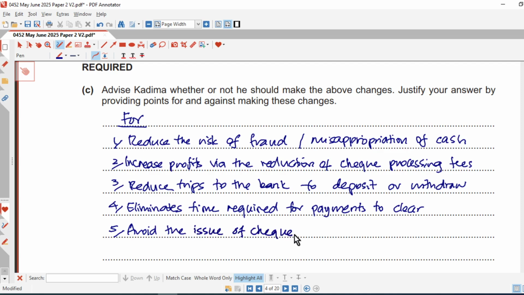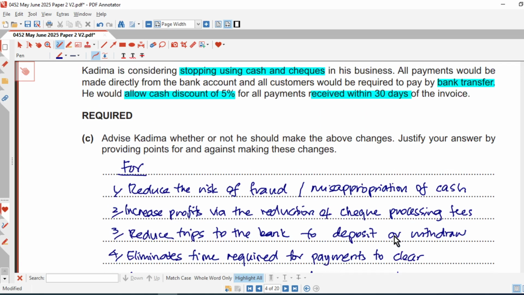You can avoid the issue of checks being returned, right? Because when we issue checks, there may be cases of dishonored check. Checks may be rejected by the bank for various reasons, maybe a wrong signature, or the amount in words and numbers don't tally, or maybe it's due to wrong dates. So once you start shifting to bank transfers, you can avoid all that. You avoid the risks of having a dishonored check. Okay, I think we have more than enough points for the first issue.